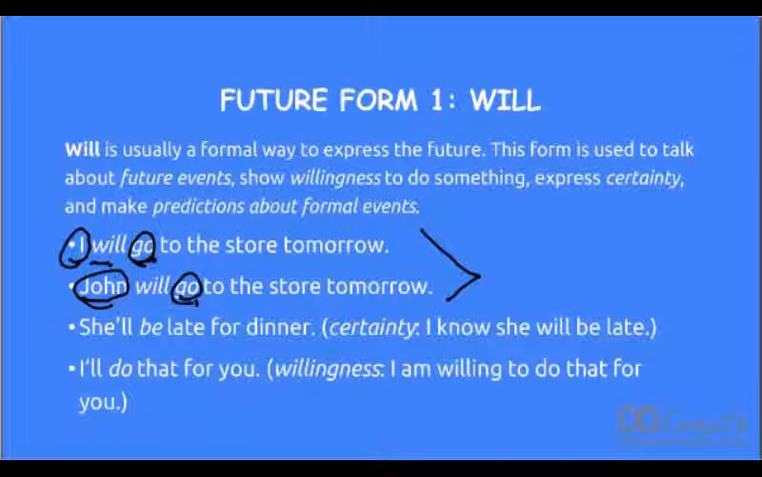In the next example, she'll be late for dinner. This expresses certainty. I know that she will be late for dinner. I'll do that for you expresses willingness. I am willing to do that for you. We often use contractions to shorten this form when we're speaking. Also, you can see here that, again, the main verb does not change its form.